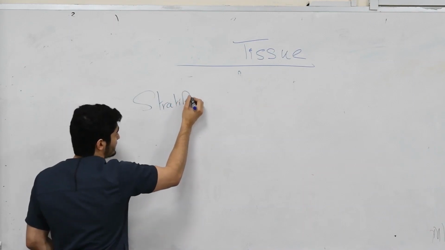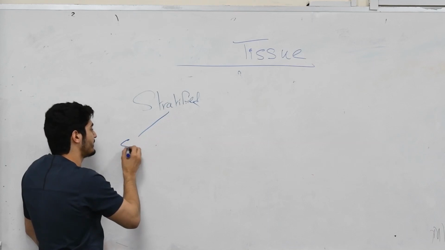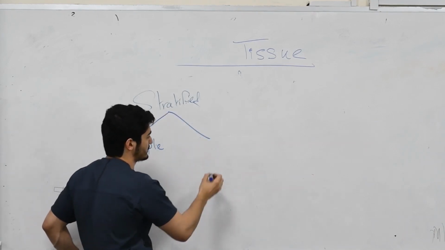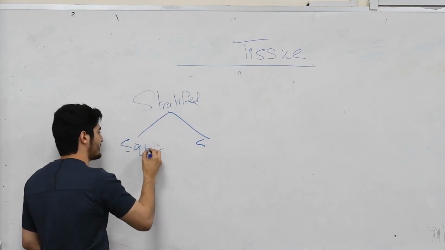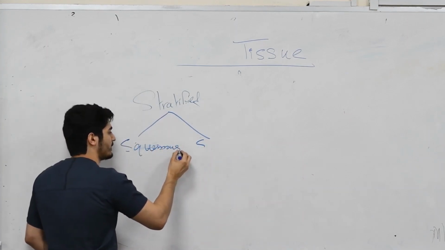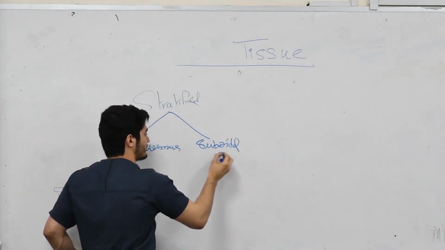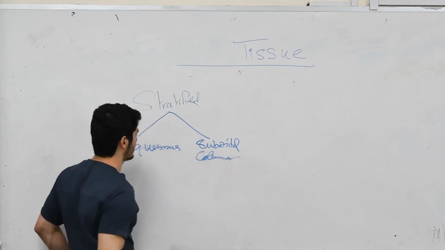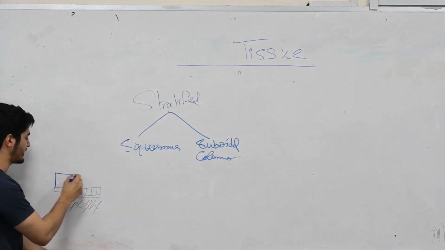Function is what? Protection. Tamam? You have simple squamous, cuboidal, columnar. Transitional we'll talk about. Stratified protection. Squamous multiple layers.